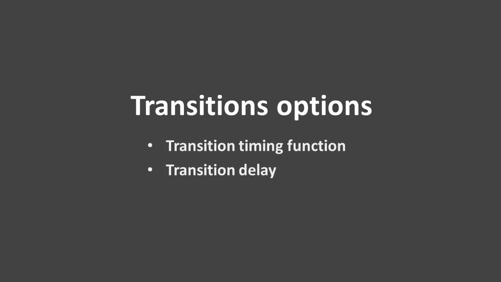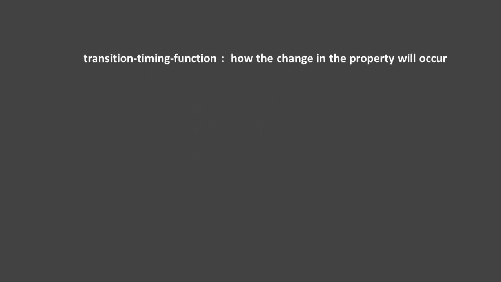delay. First, the transition timing function simply refers to how the change in the property will occur. For example, will the background color begin to change slowly at the start of the transition duration and then faster at the end? Or will it change at the same rate throughout the transition period? Those questions can be answered by the transition timing function. Now, the transition timing function has 5 different values that we can use.